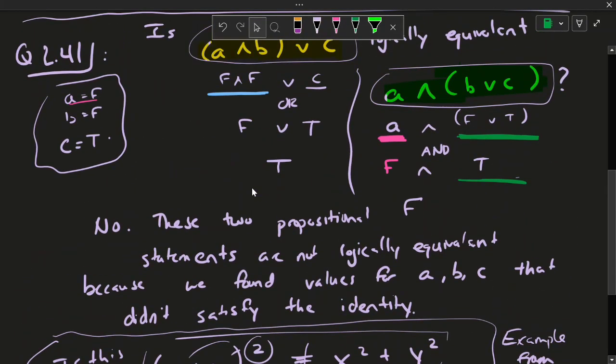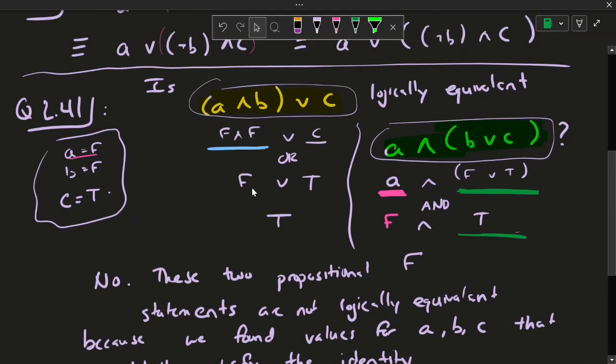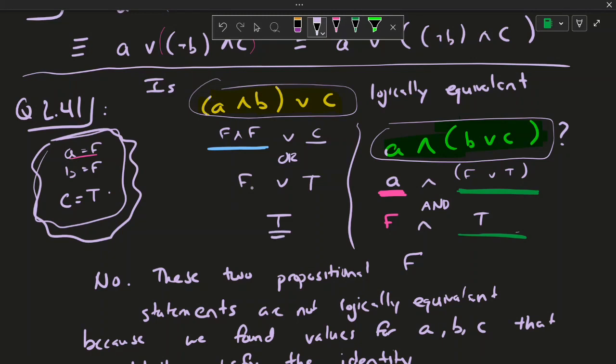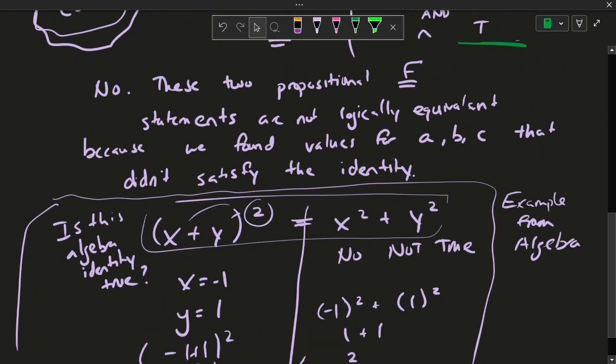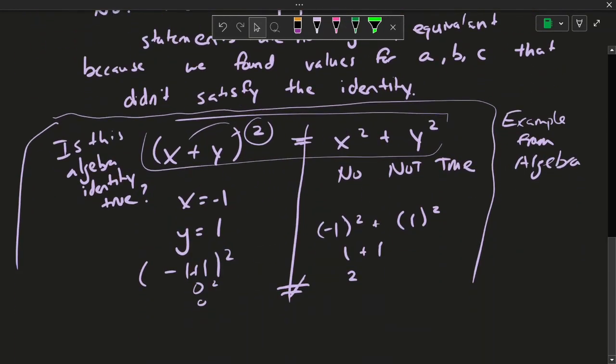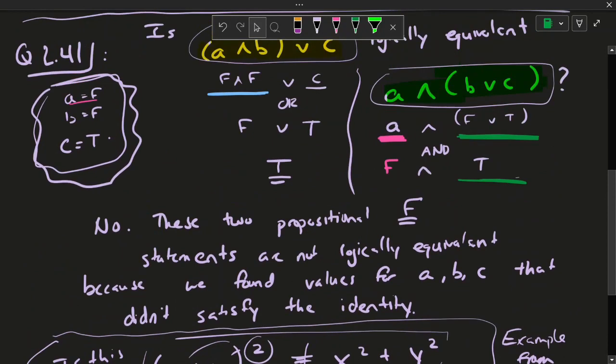That's the same way we showed that these are not logically equivalent. We found some values A, B, and C. They're not numbers anymore, they're truth values, such that when I went through the motions on the left-hand side with the yellow, it came out to be true overall, and on the right-hand side it came out to be false overall. So they're not the equal truth value like you'd like. Go back and forth, and you'll see that the analogies between this algebra and this logical statement are very similar.